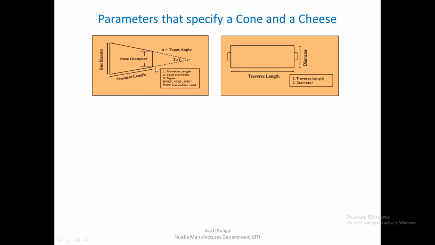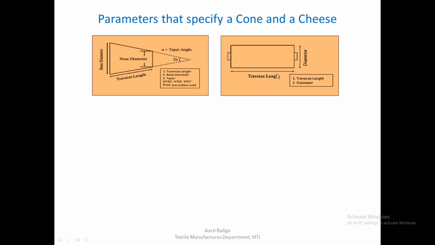Now if you extend the sides and you get an angle over here, this angle can be in ranges like 3 degrees 30 minutes, 4 degrees 20 minutes, 5 degrees 57 minutes, or maybe even 9 degrees 15 minutes. Such angles are widely used. As this angle goes on increasing, the slope goes on increasing, and such wide angle cones are used for knitting.